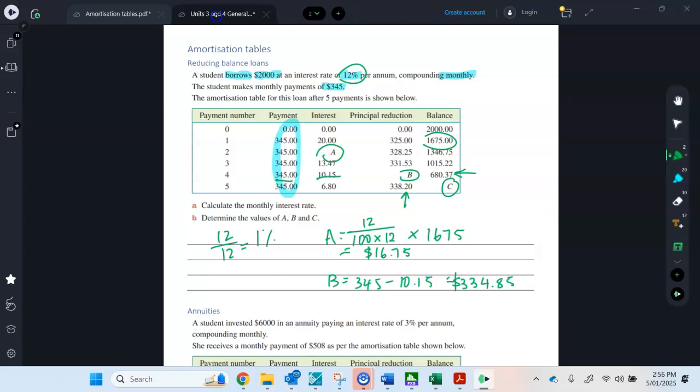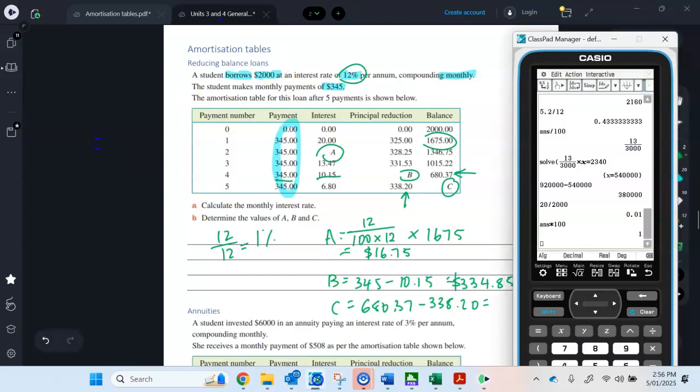All right, and the last one, C, would be your previous balance, which was $680.37. Take away the $338.20. And I don't have the brain capacity after doing quite a few videos, so let's just do it on here just in case I get it wrong. 342.17.